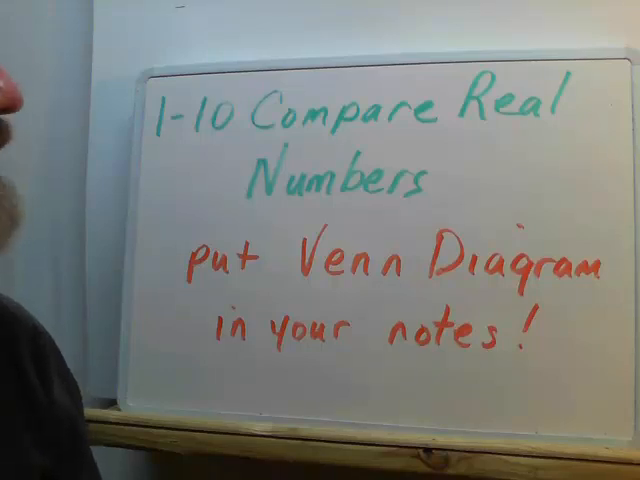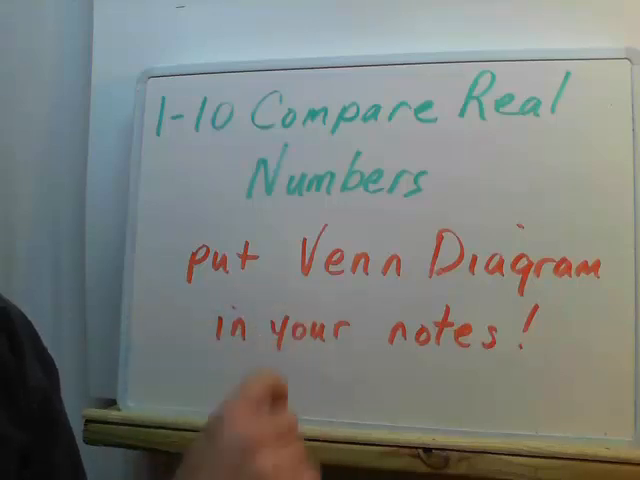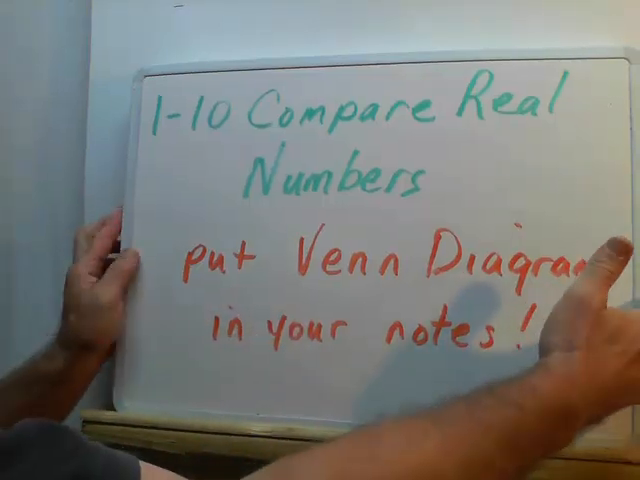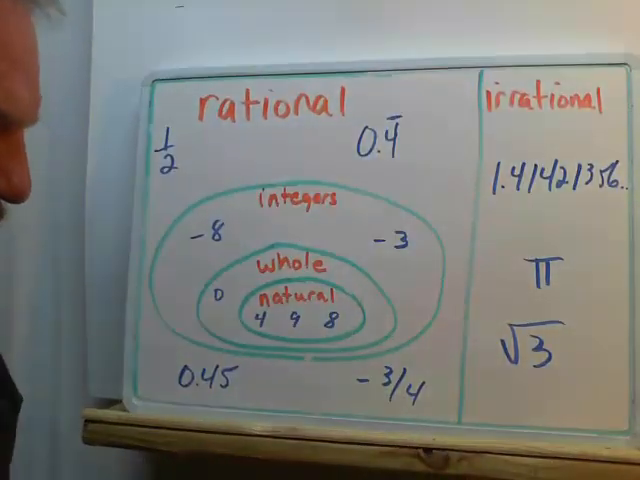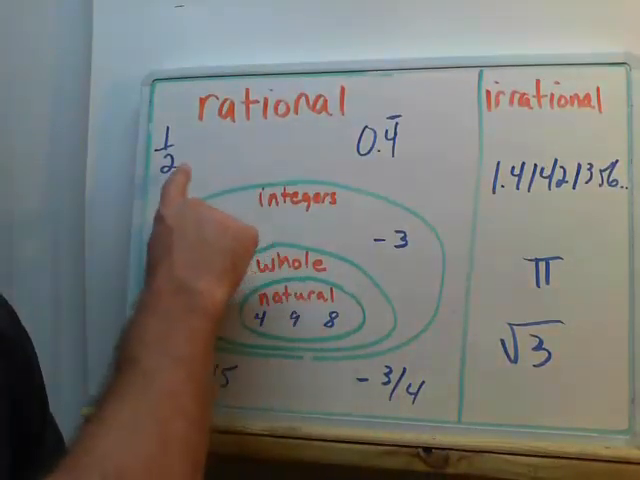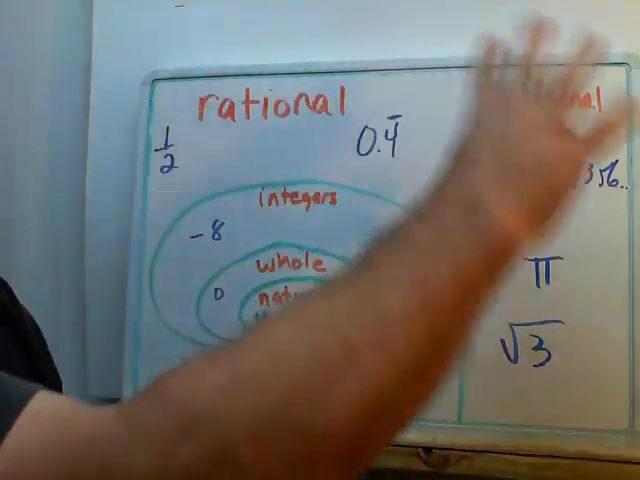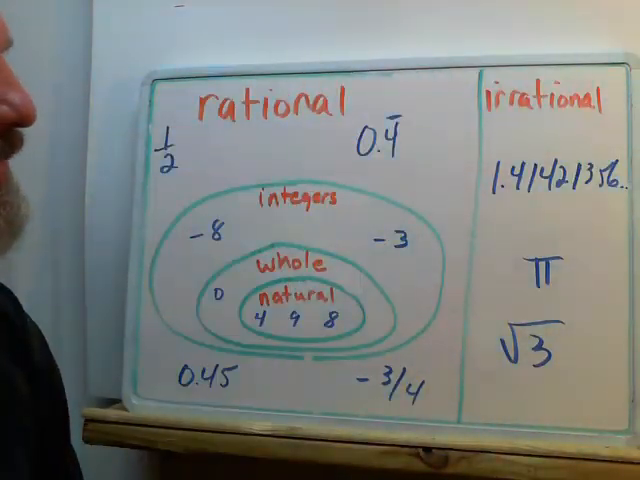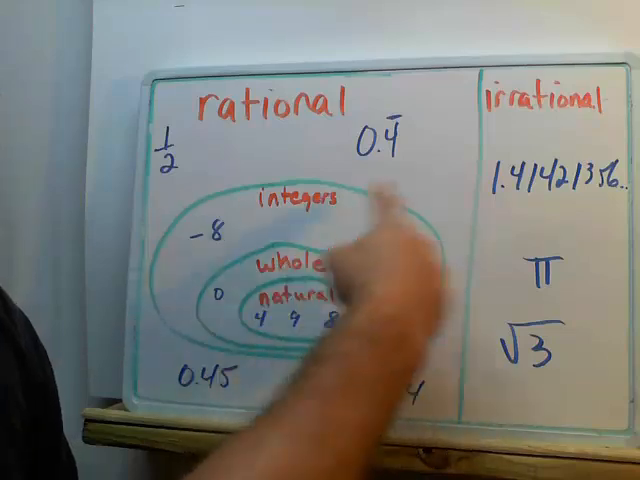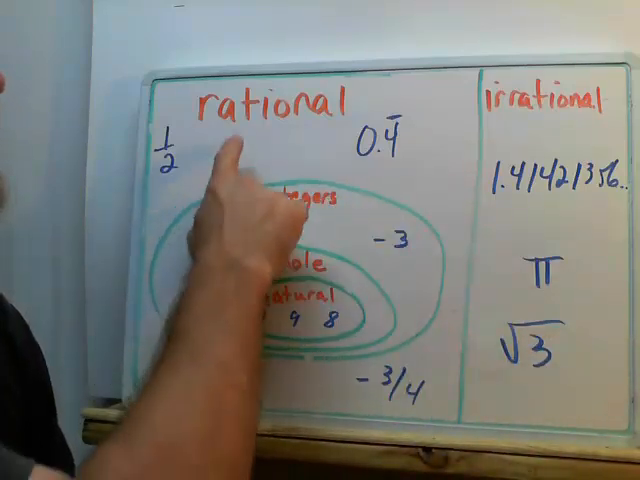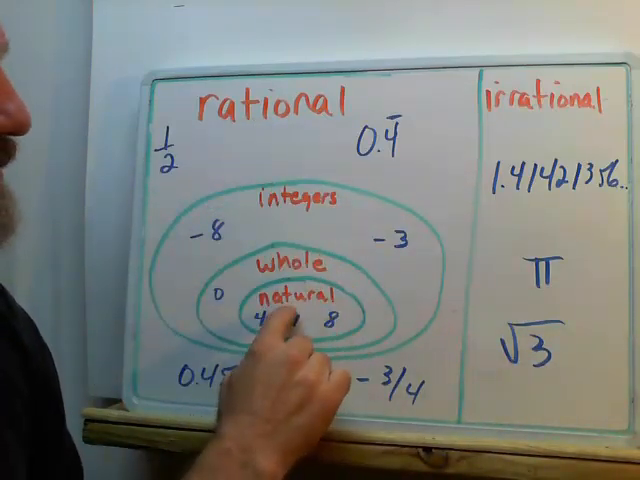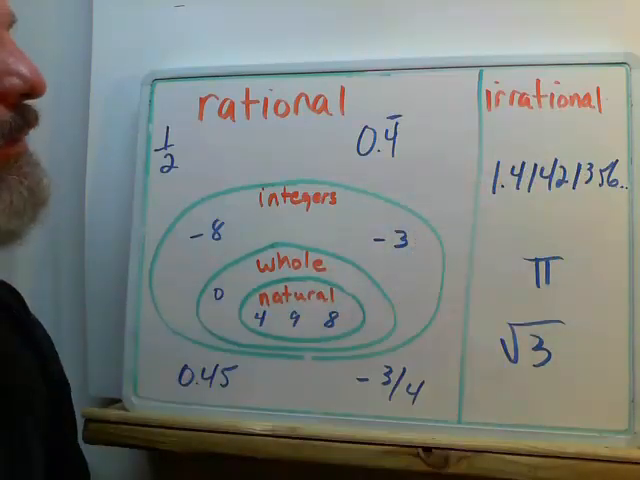Lesson 10, Chapter 1. We are going to compare real numbers. So the first thing you need to do is put the Venn diagram from your book in your notes. That Venn diagram looks like this, so let's talk about that for a little while. So first of all, this is the set of real numbers. I don't have room for the label up here, but this is all the real numbers. It includes rational numbers, integers, whole numbers, natural numbers, and irrational numbers.